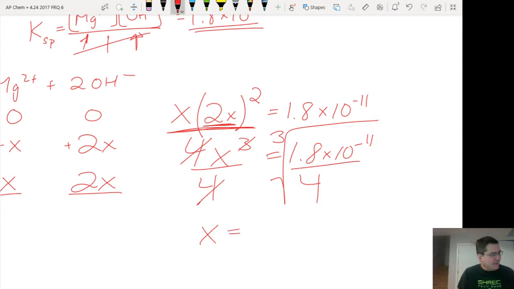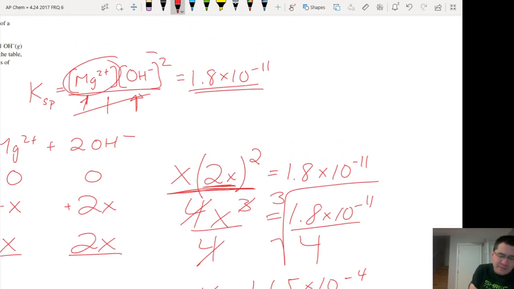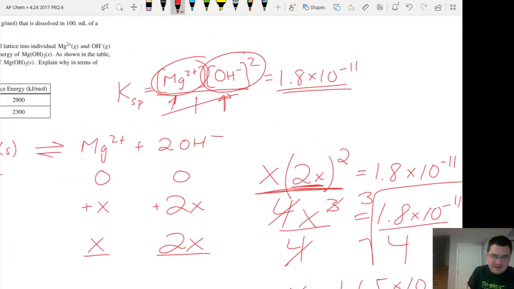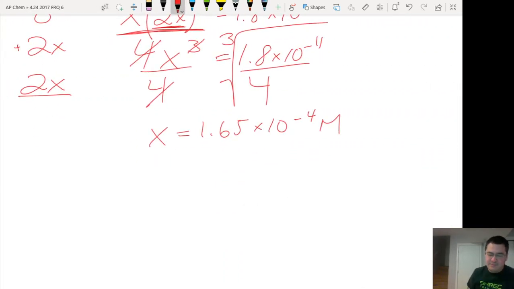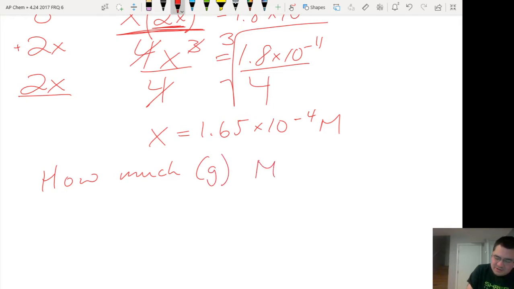So they ended up getting x equals 1.65 times 10 to the minus 4. Okay, and so quick reminder, when we're setting these up, and these are square brackets, and you're doing your ICE chart, all these x values and all the things listed in your ICE chart are in molar. Okay, so the question is, how much in grams of Mg(OH)2 dissolves in 100 milliliters?